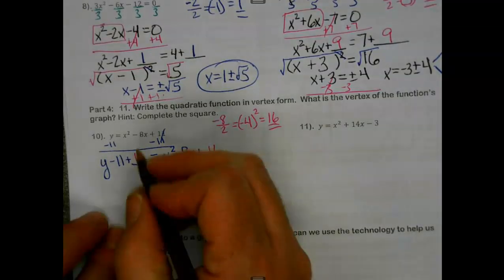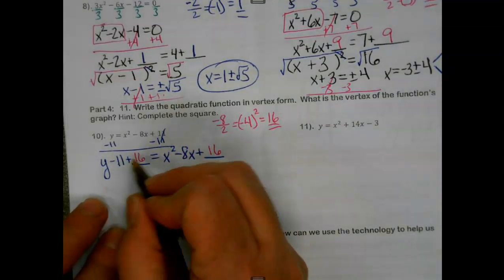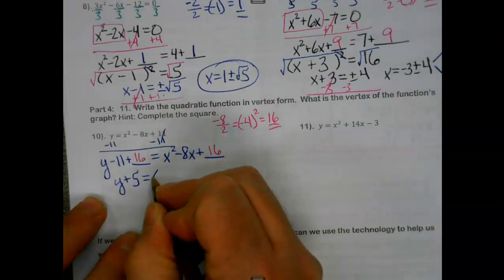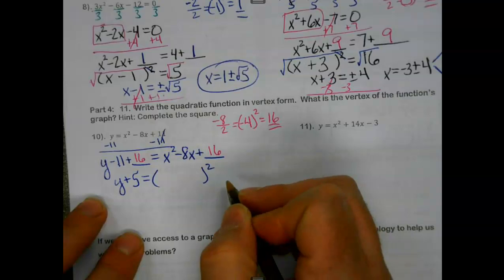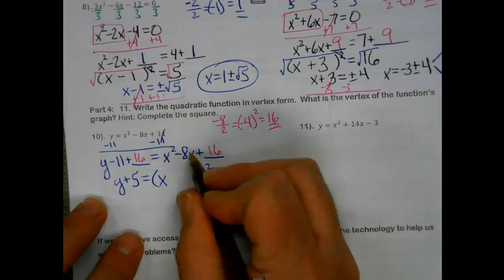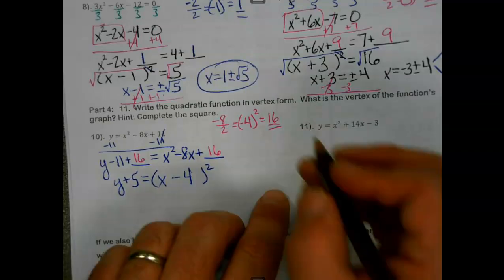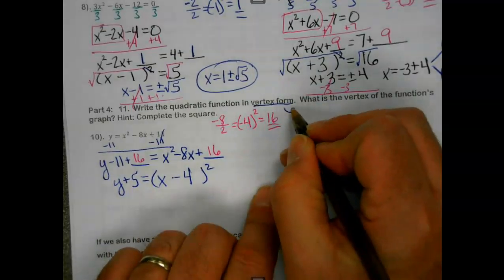So we're like, okay, let's see. Negative 11 plus 16 is 5. And this, half of negative 8 is negative 4. But now, wait a minute. So write the quadratic function in vertex form. Okay, I got to remember real quick what vertex form is.